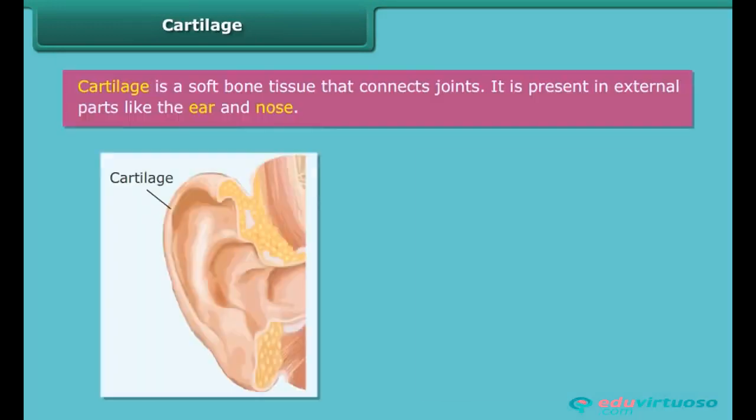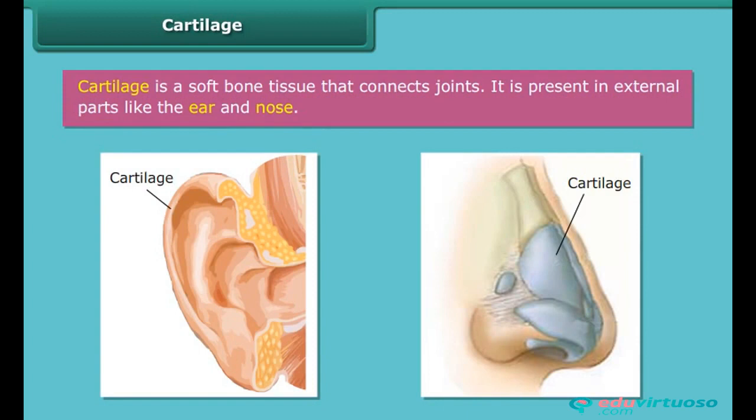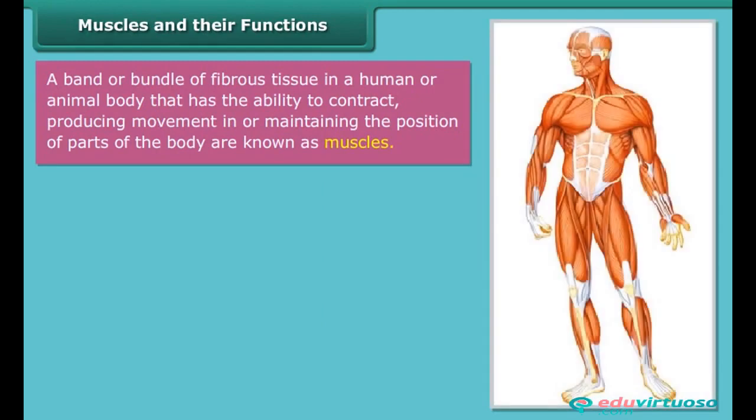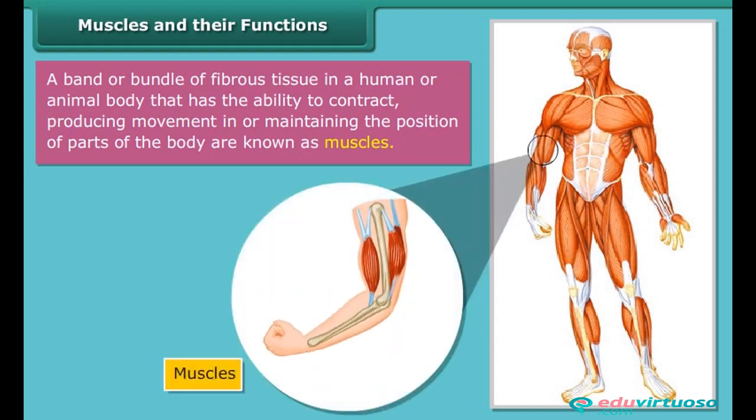Cartilage. Cartilage is a soft bone tissue that connects joints. It is present in external parts like the ear and nose. Muscles and their functions. A band or bundle of fibrous tissue in a human or animal body that has the ability to contract, producing movement in or maintaining the position of parts of the body, are known as muscles. The movement of body is controlled by alternate contractions and relaxations of two sets of muscles.